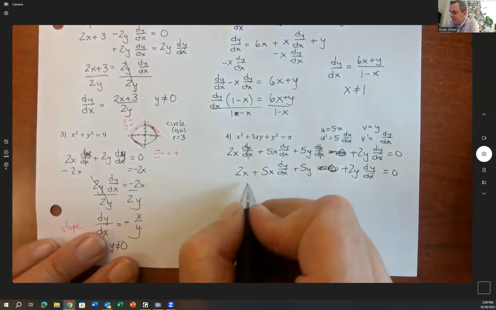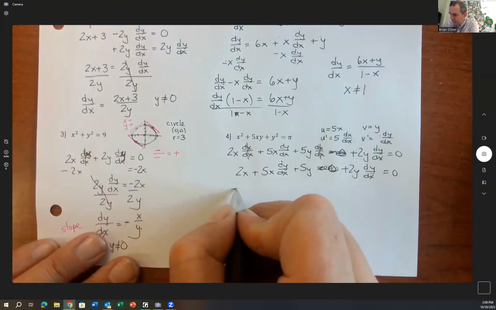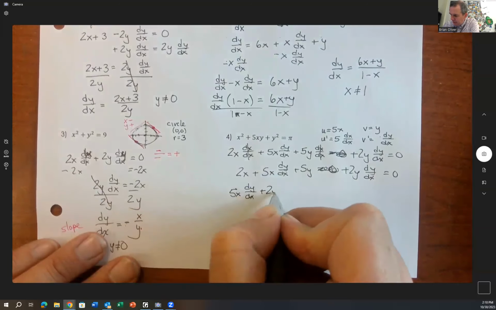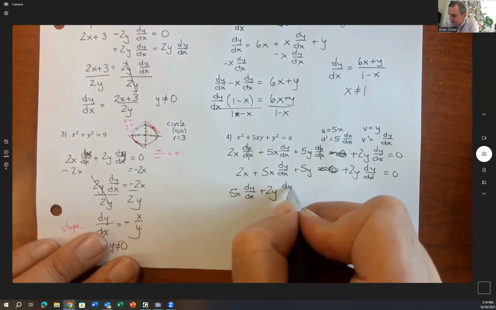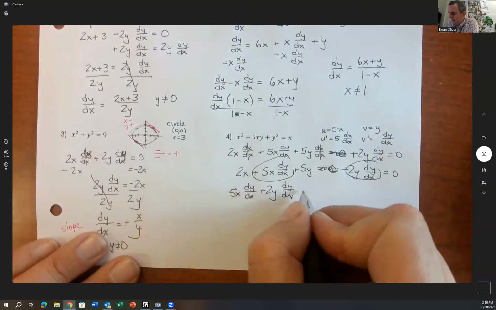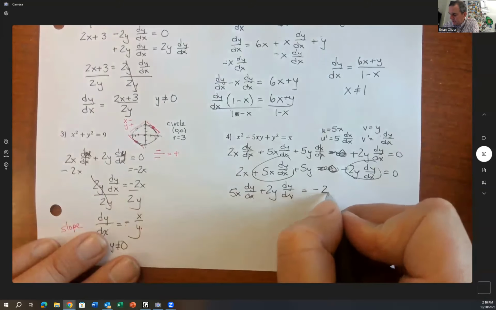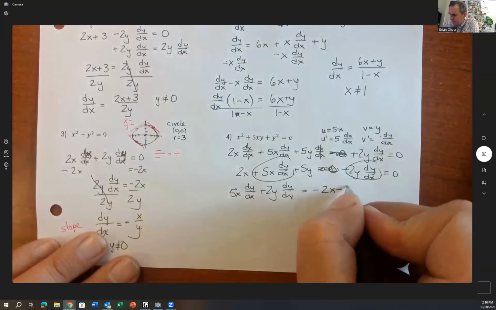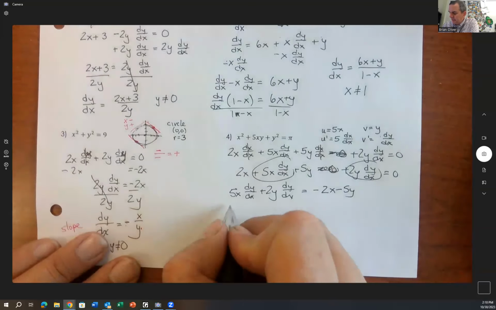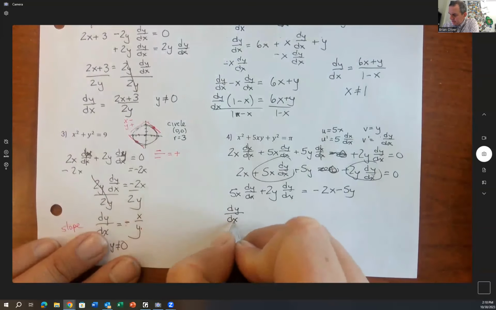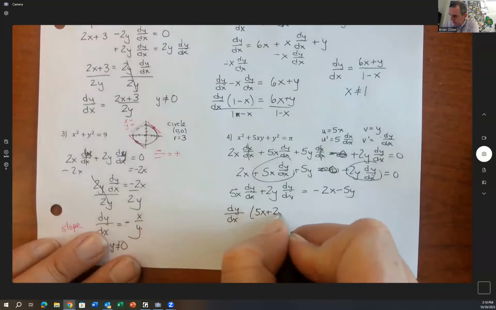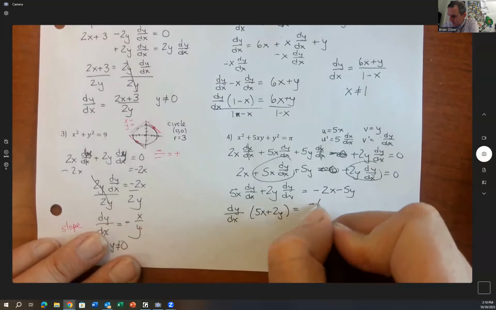So I'm going to get the dy/dx terms on one side. That's this 5x dy/dx plus 2y dy/dx, this term and this term. And I'm going to get the other terms on the other side, so it's going to be negative 2x minus 5y. Subtract those from both sides. Factor out the dy/dx, and we end up with 5x plus 2y.